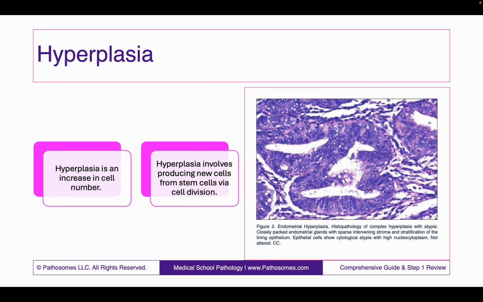You know what else you'll remember? Hyperplasia. Hyperplasia, an increase in cell number. Like this image right here to the right, increase in cell number. Hyperplasia involves producing new cells from stem cells via cell division. Hyperplasia, increase in cell number. More of them.